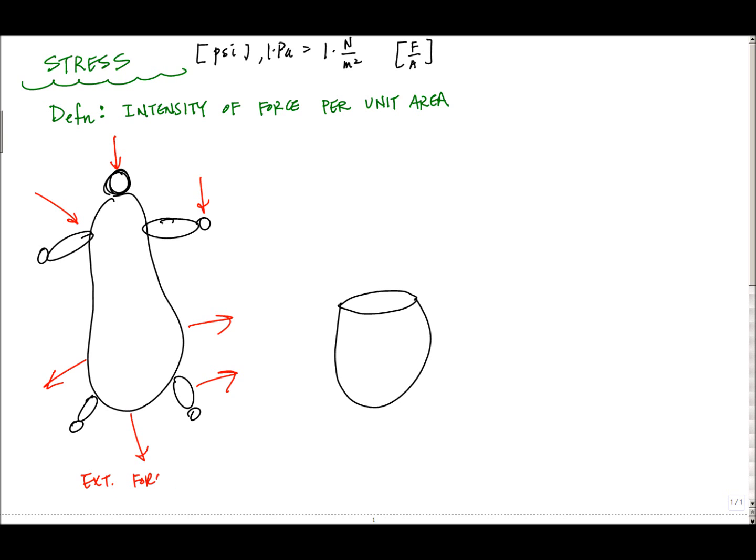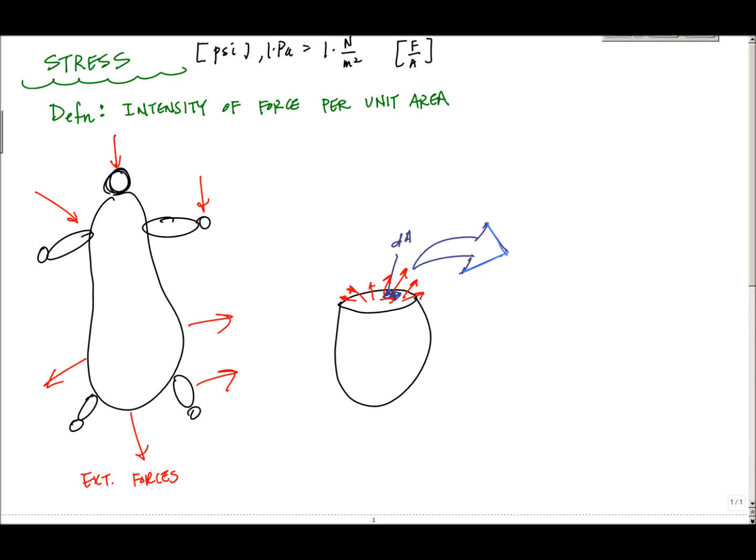And if I make a cut and I want to look on the inside and see what's going on, what's holding this body together? I've got muscles, I've got bones that have forces acting in all kinds of directions. And each of these little internal forces represents something inside my body that is carrying a load. All right, so if I zoom in on this little increment of area right here, this is dA, I've got this incremental force acting on this area, which I'll call dF.